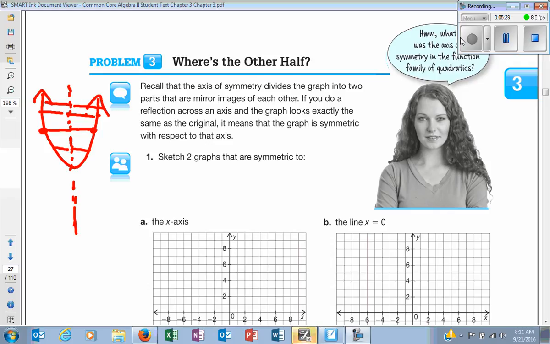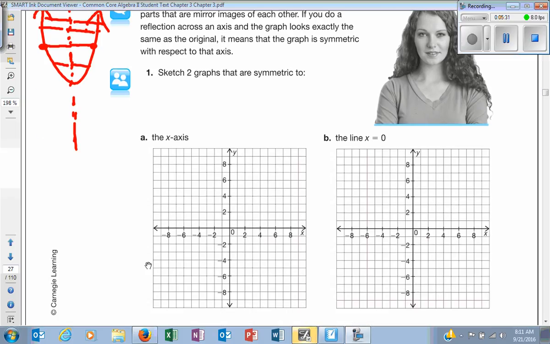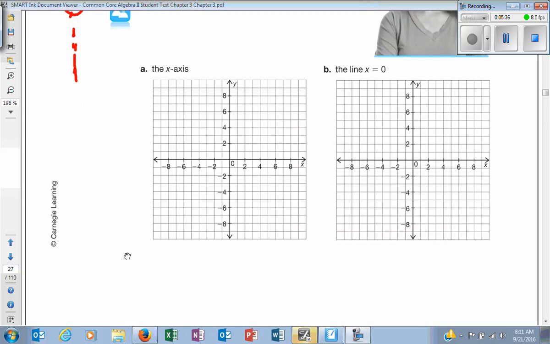Yes? Alright. So they said, sketch 2 graphs that are symmetrical to the axis of symmetry. This is the x-axis. So, does everybody see the x-axis is right here?